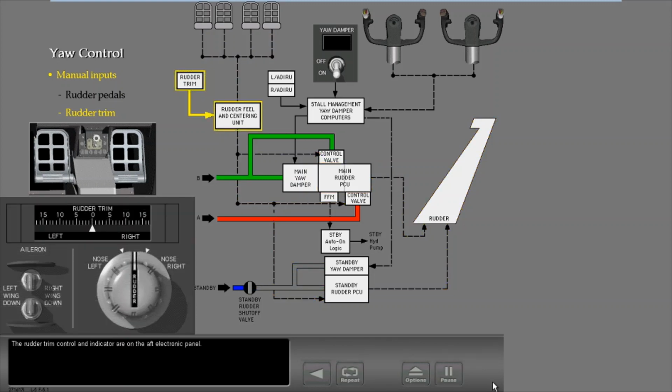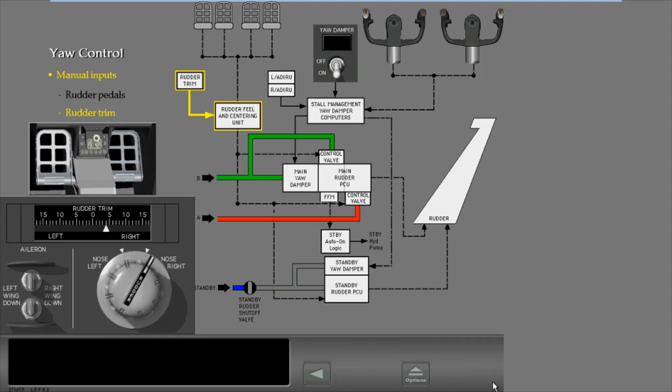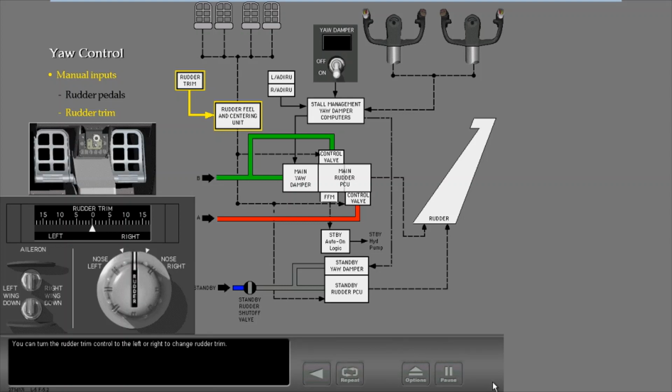The rudder trim control and indicator are on the aft electronic panel. You can turn the rudder trim control to the left or right to change rudder trim. The indicator shows the rudder's trimmed position. This flag is in view if electrical power to the trim indicator is lost.